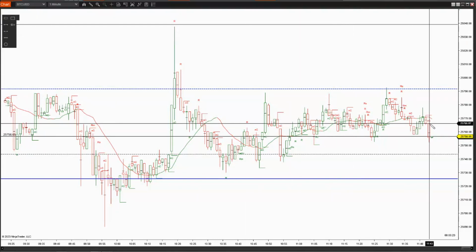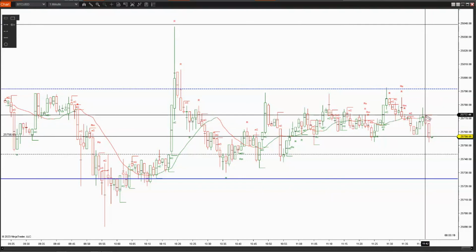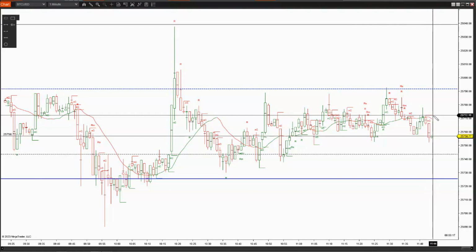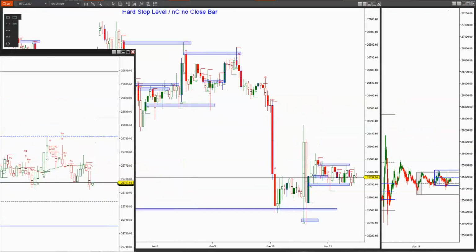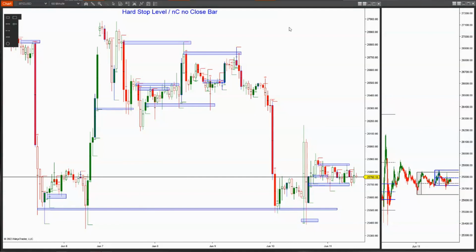So here's the no close. So the NC is the no close back above the level, and the hard stop would be this here. Now that's on the hourly as well. Let me go ahead and just show you that hard stop. Okay, no close bar.